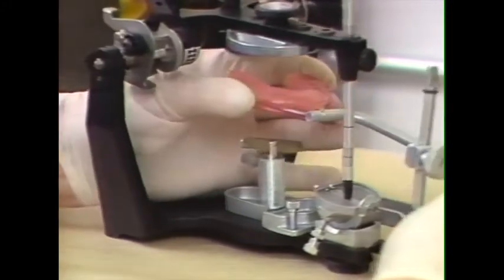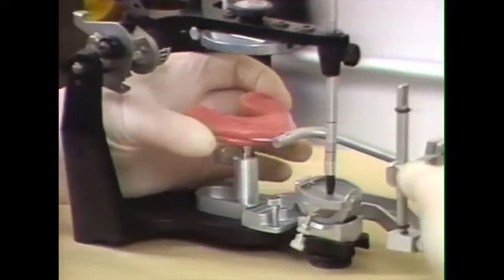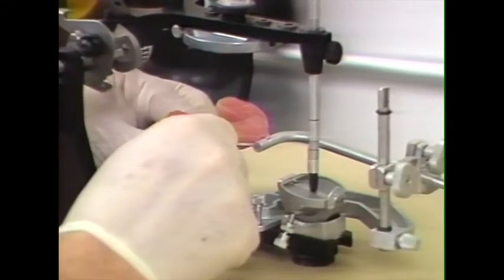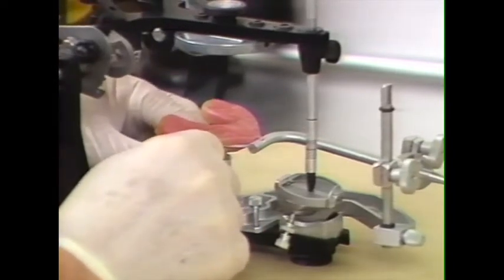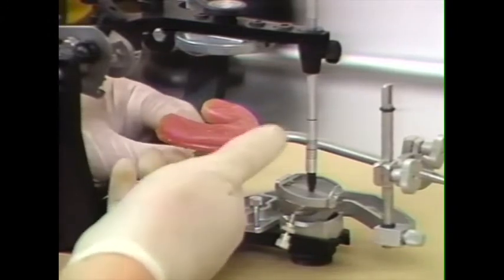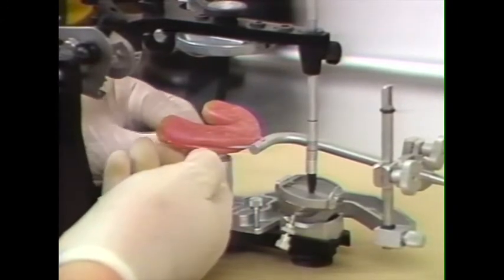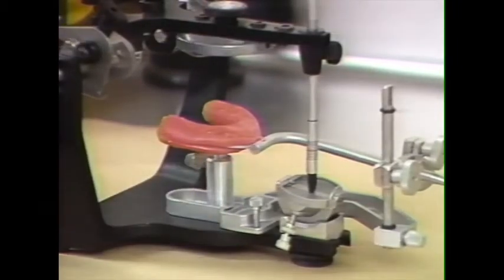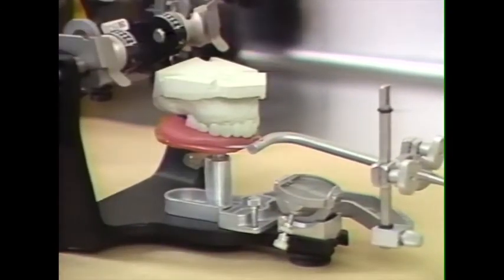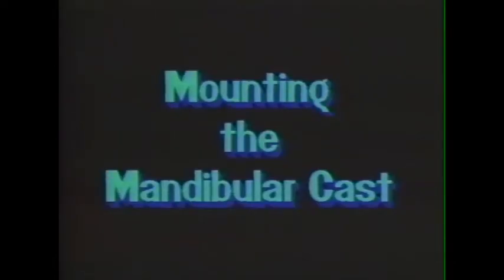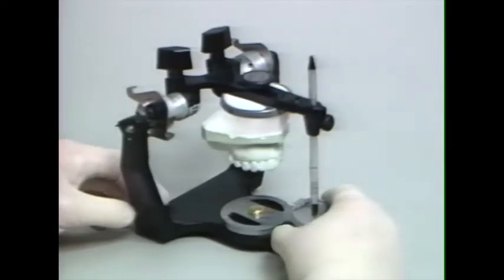And the facebow record is then placed into the anterior receptacle and tightened. The cast support can then be elevated into contact and tightened so that there's no chance of distorting the record when the cast is mounted. We then place the cast into the articulator, and we're now ready to attach it with plaster. At this point, we have mounted the maxillary cast.